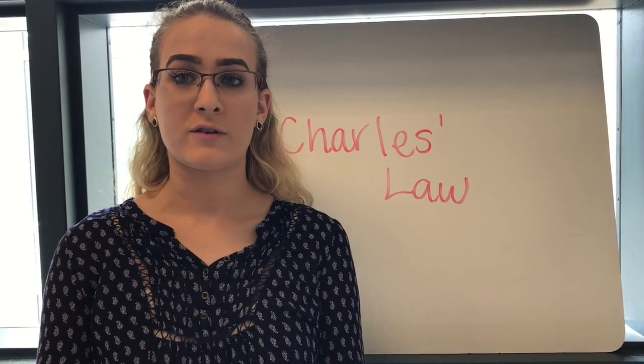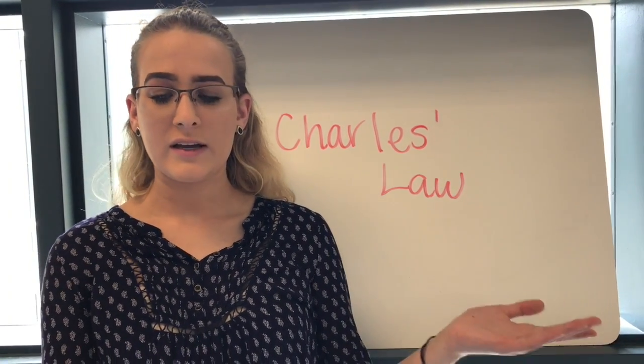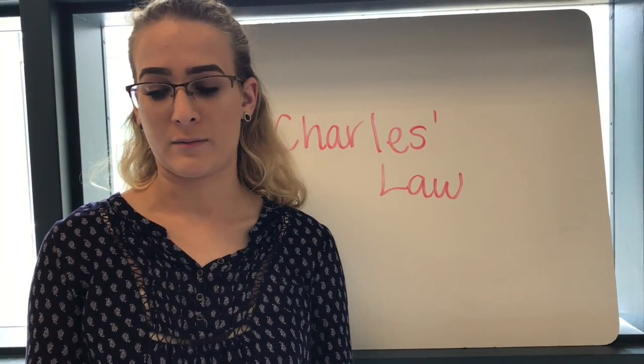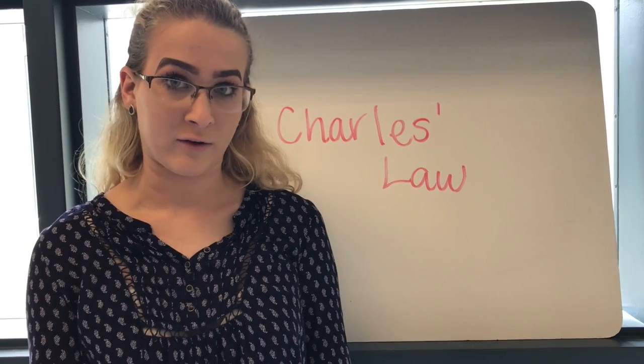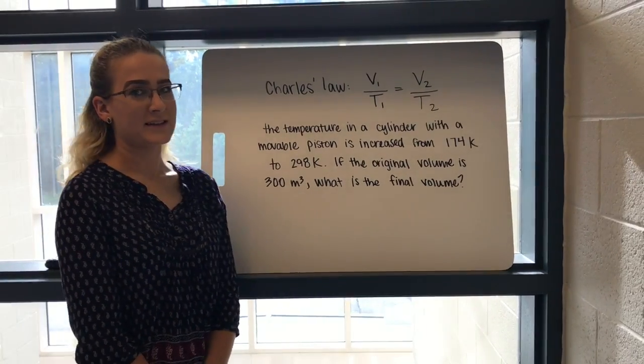So V1 over T1, which is the volume initial over the temperature initial, equals V2 over T2, which is the volume final over the temperature final. And also, temperature has to be in Kelvin, or else the calculation won't work. So let's work through an example.